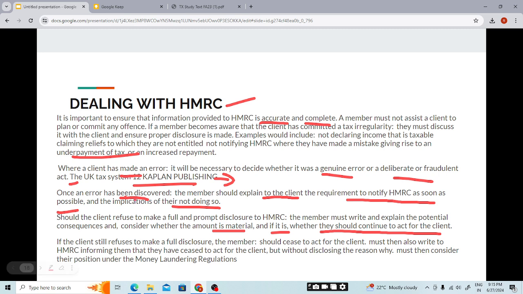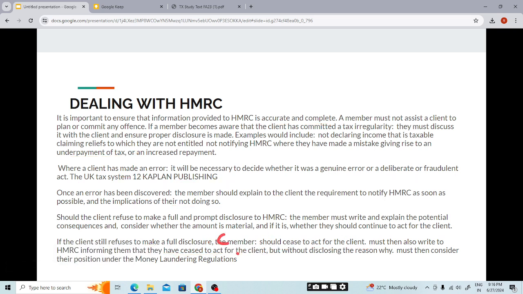If the client still refuses to make a full disclosure, the member should cease to act for the client. As a tax practitioner, if I'm informing my client that you need to disclose to the HMRC and you need to pay tax, and my client still refuses to make the full disclosure, then I, as a member, should cease to act for the client. The member must then also write to the HMRC informing them that they have ceased to act for the client. You must say that you will not be acting for the client, and you need to inform this to the HMRC, but without disclosing the reason why.